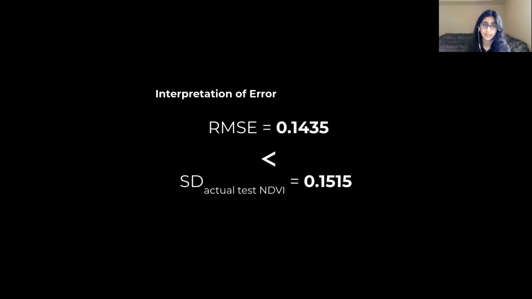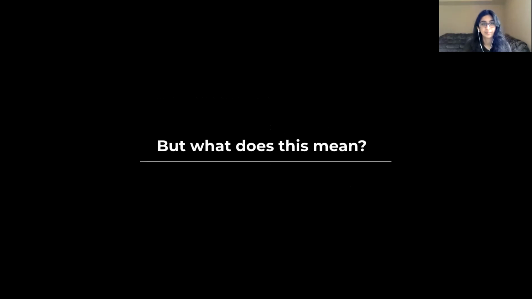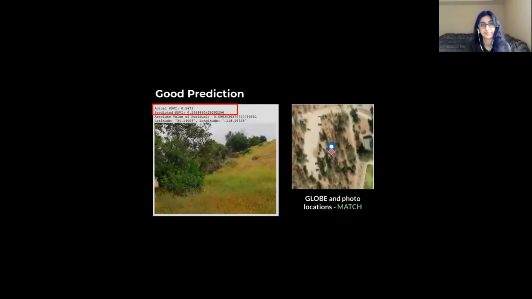We quantified our error using the root mean squared error, which is basically the typical distance between our true and predicted NDVI. Since this was less than our standard deviation, we can say that our model performed reasonably well in predicting the NDVI. However, there is room for improvement. But what does this actually mean? Let's visualize our predictions a bit further.